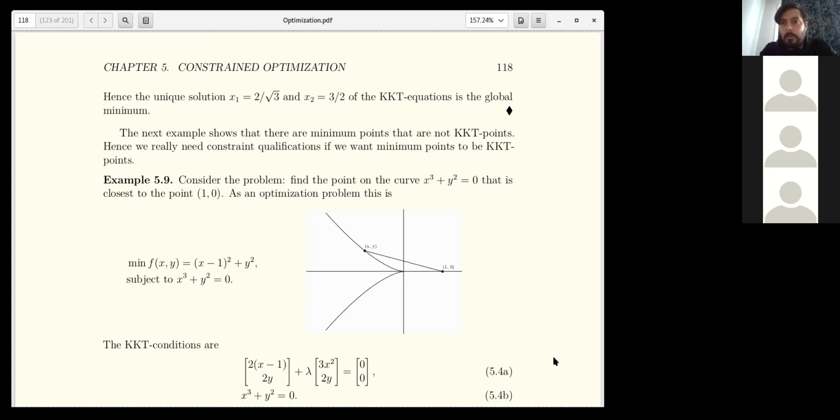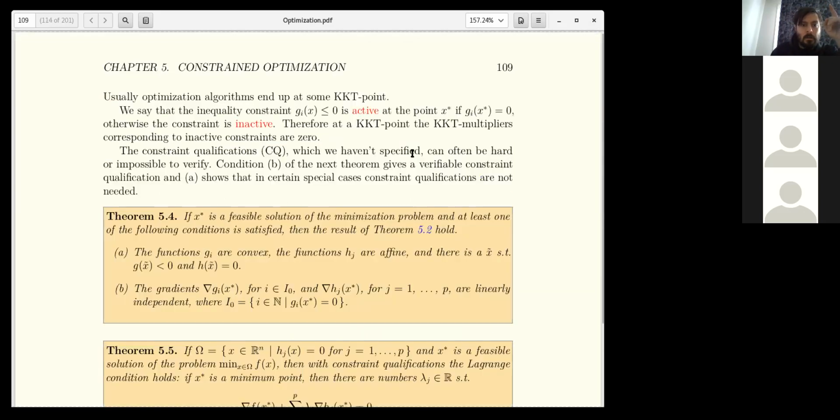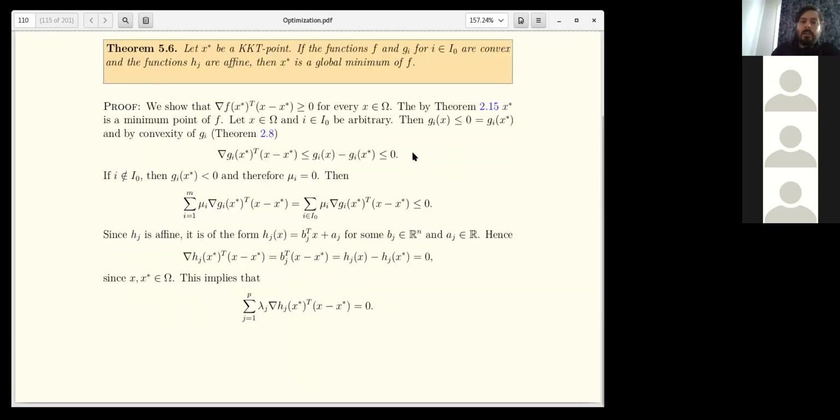Well, it's 0, isn't it? Let's go back here. Here it comes down to linear independence. So look at theorem 5.4. The gradients, there are no inequality constraints. There's only an equality constraint, the h of x. And at origin, the gradient is 0. Remember, the gradients must be linearly independent.